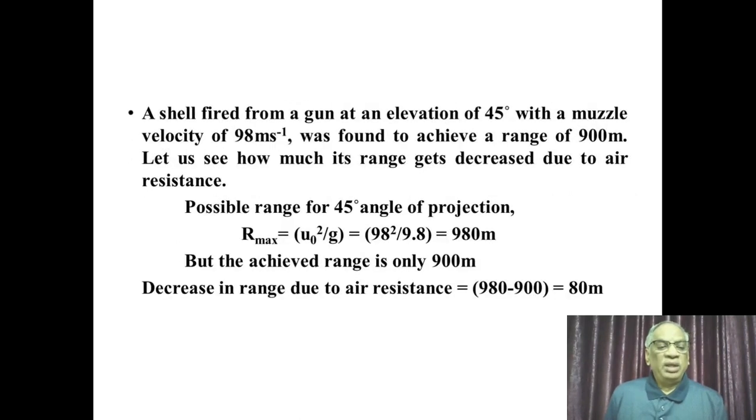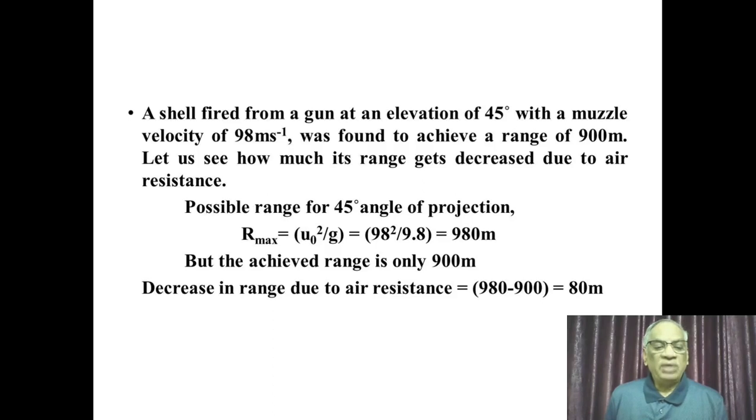Now, a bullet is fired from a gun at an elevation of 45 degrees, that is the condition for maximum range, with a muzzle velocity of 98 meters per second. And it was found to have a range of 900 meters. So, the possible range for 45 degrees angle of projection is R max is equal to u naught square by g, that is 980 meters.